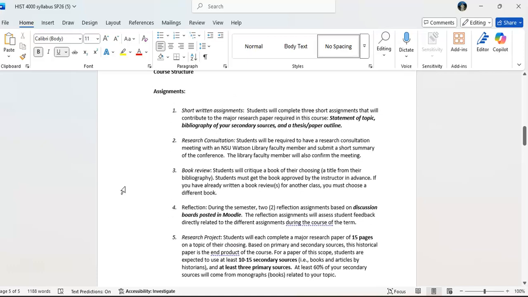The assignments are building towards the research paper. So we have a statement of topic, the bibliography of your sources, and a thesis and a paper outline. Those constitute the short written assignments. You have a research consultation. You not only have to do it, and it has to be verified by the individual at the library that you're talking to.